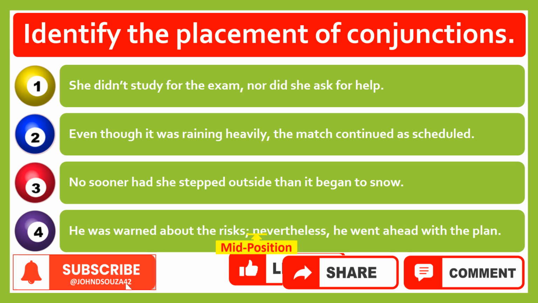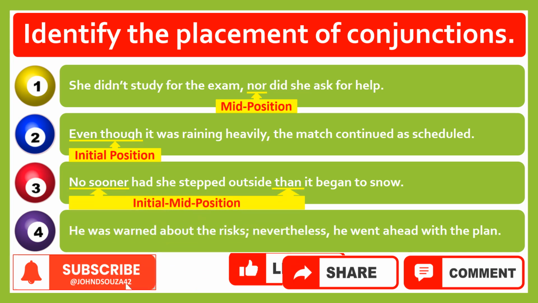"Nor," a mid-placed coordinator, connects two independent clauses showing parallelism. "Even though," an initial placed subordinator, introduces a dependent clause expressing concession. "No sooner than," an initial and mid-placed correlative, connects two clauses in a cause-effect relation. "Nevertheless," an initial placed conjunctive adverb, links two independent sentences, signaling contrast.